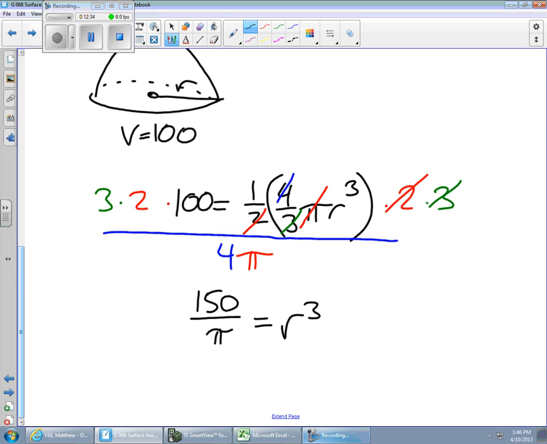Now I think here's where a lot of people got really hung up. We've got r cubed. We do not want r cubed, we want r to the first. I kind of assumed that we would know what to do with this, and maybe I shouldn't have assumed that. If it were r squared, what would you do to get rid of the squared? Take the square root, because square and square root are opposites of each other.